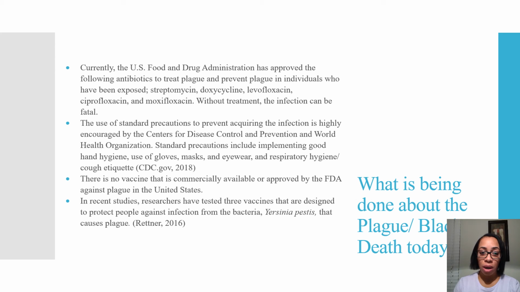The use of standard precautions to prevent acquiring the infection is highly encouraged by the CDC and the World Health Organization. Standard precautions include implementing good use of hand hygiene, use of gloves, masks, and eyewear, and respiratory hygiene to include cough etiquette. There is no vaccine that is commercially available or approved by the FDA against plague in the United States. In recent studies, researchers have tested 3 vaccines that are designed to protect people against infection from the bacteria Yersinia pestis, that causes plague.